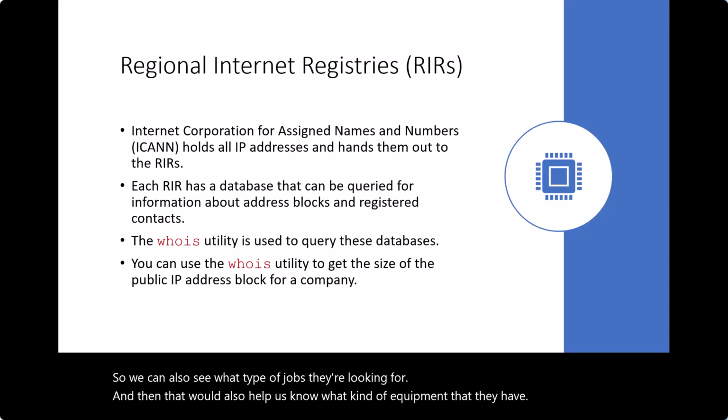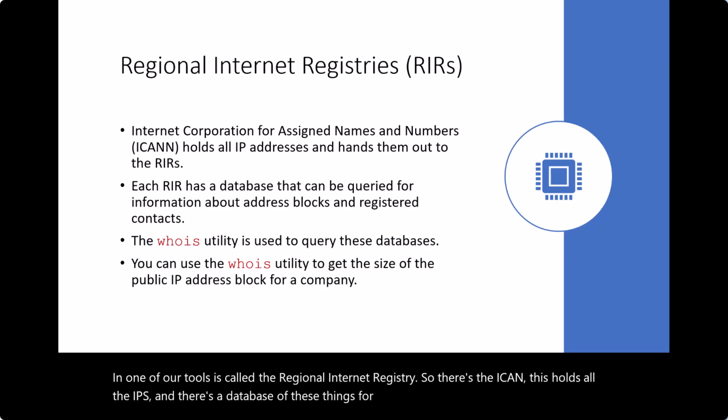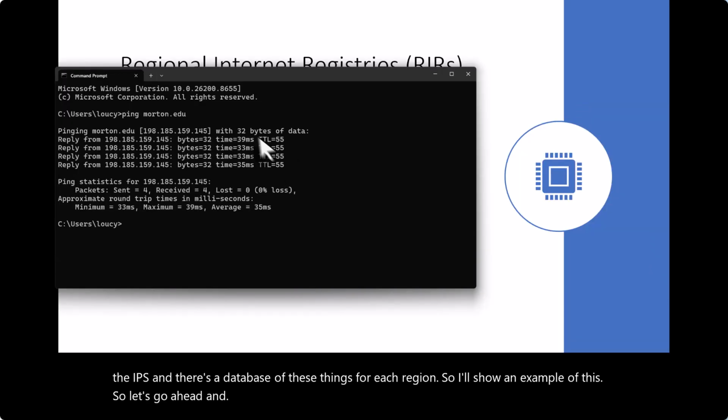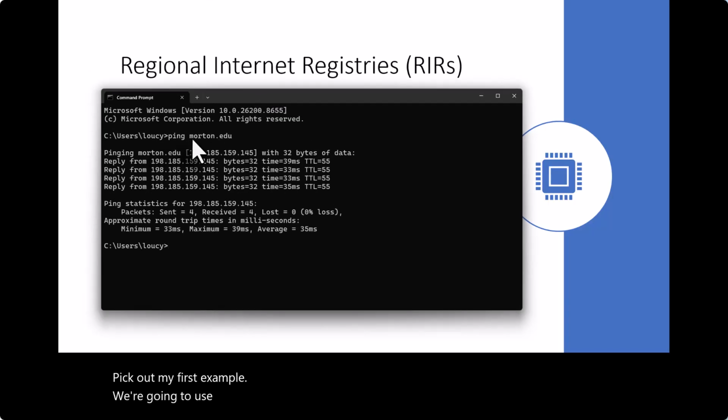One of our tools is called the Regional Internet Registry. There's ICANN, which holds all the IPs, and there's a database of these for each region. I'll show an example of this. Let's pick my first example. We're going to use Morton College. I pinged morton college.edu, so that's the IP address of their website.